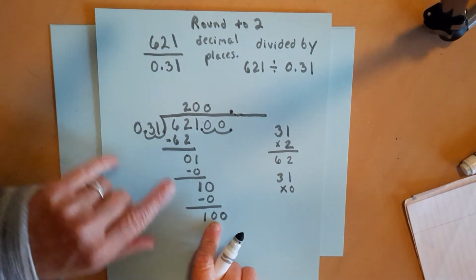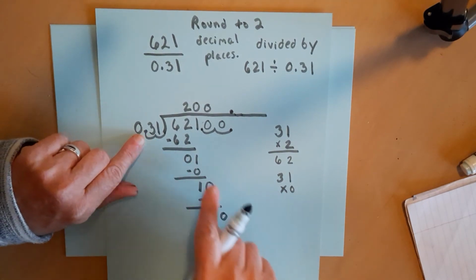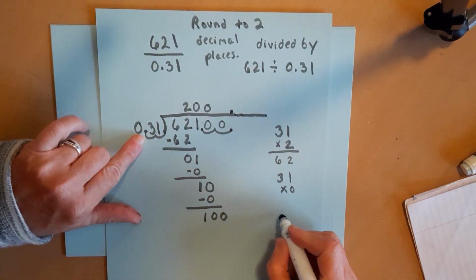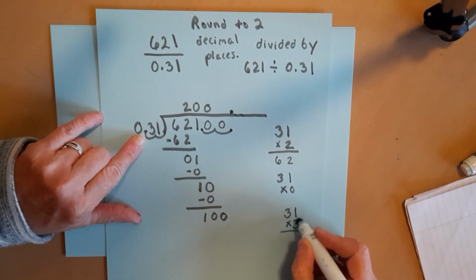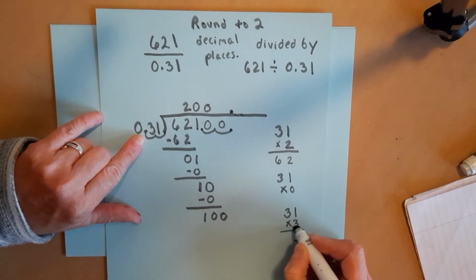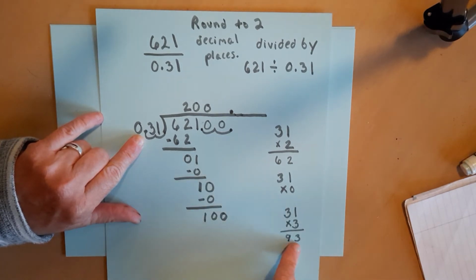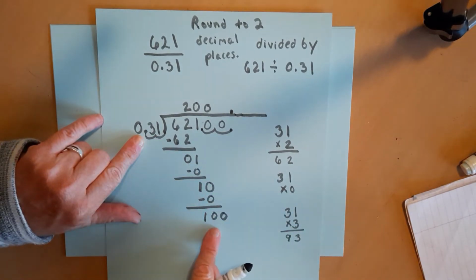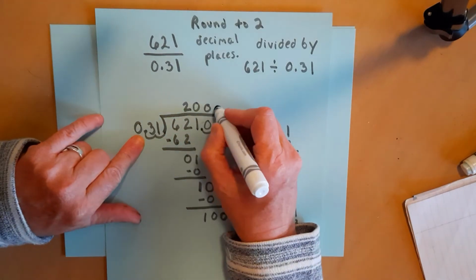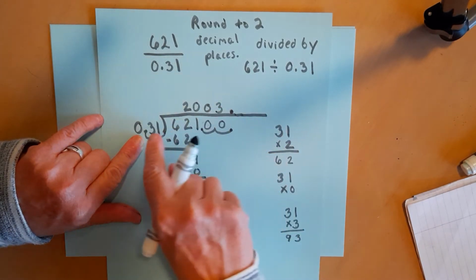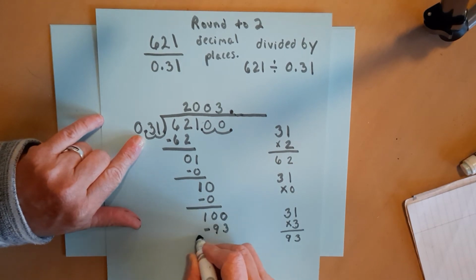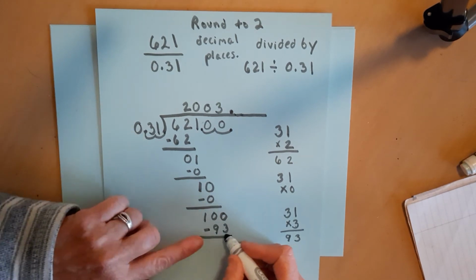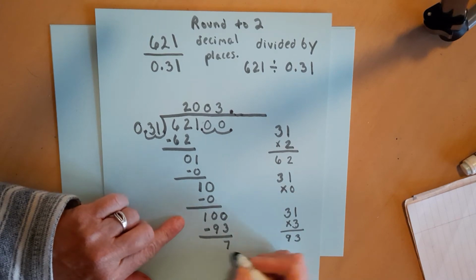So let's continue. We're trying to figure out how many times 31 goes into 100. We might guess 3. So we'll do that over on the side. And we get 3 times 1 is 3, and 3 times 3 is 9. So that looks right. So we're going to say that 31 goes into 100 3 times. So we put the 3 up here. 3 times 31 is 93. And we're going to subtract again. And 93 from 100 is 7.